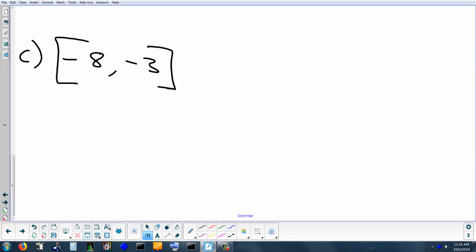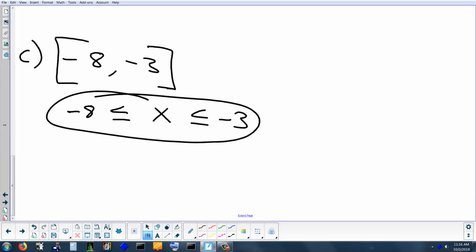Okay, anyone think they could give me this one as a single inequality with x in the middle? Yep, Shai? -8 is less than or equal to x, which is less than or equal to -3. Yep, perfect. When I pronounce this, I usually start from the middle and pronounce it out. I say x is greater than or equal to -8, and, even though it's not written, you have to say it, and x is less than or equal to -3. Yeah, perfect. Any questions on that one?